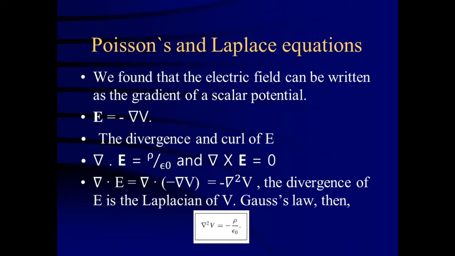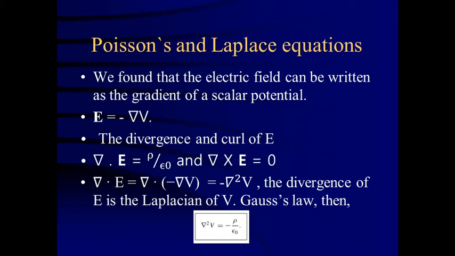Potential is a scalar quantity and electric field is a vector quantity. So what happens? If we find out the potential, then from that the electric field can be determined. So that is the importance of electrical potential here. Now the Poisson's equation and Laplace equation.